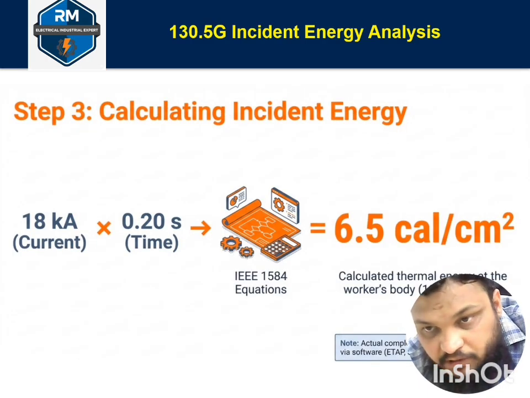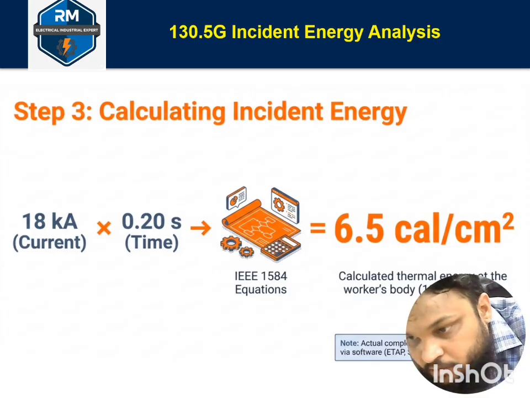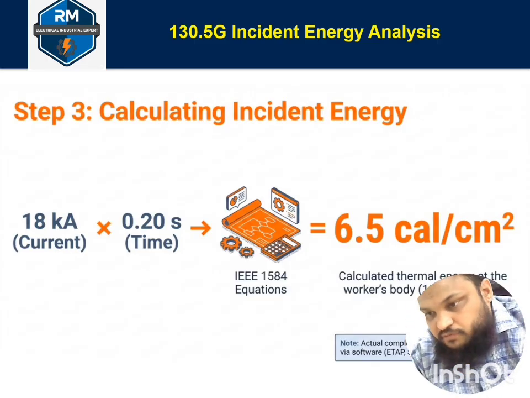In step 3, we are going to calculate incident energy. It is the current multiplied by the time, by applying the IEEE equation, that is standard 1584. So how we are going to calculate incident energy is based on these two parameters. The incident energy comes out as 6.5 calories per centimeter square.